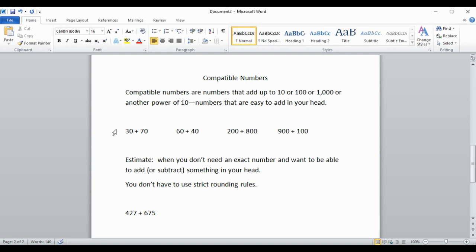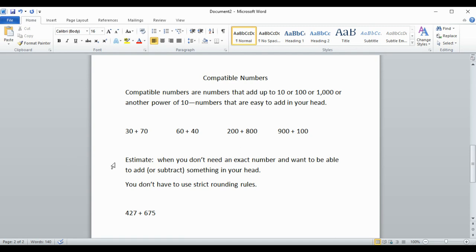So for instance, 30 plus 70 equals 100, 60 plus 40 equals 100, 200 plus 800 equals 1,000, 900 plus 100 equals 1,000.